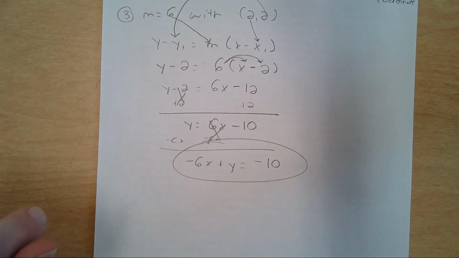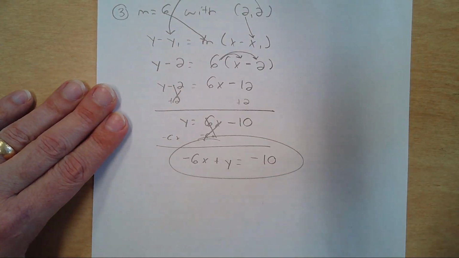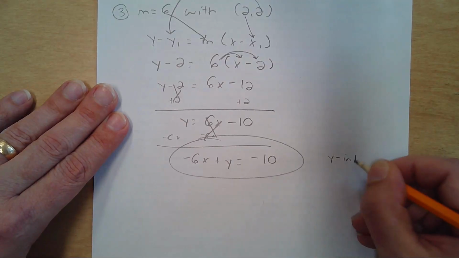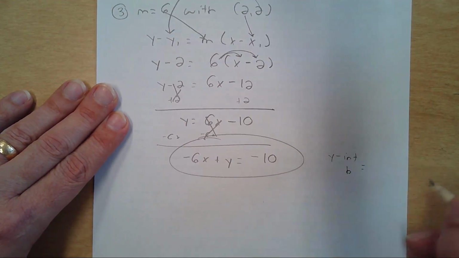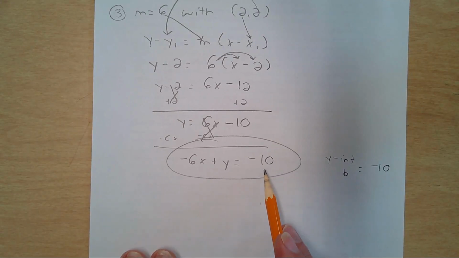And then it says, indicate the line's y-intercept, or my b value, the y-intercept, or b if you want to call it, equals negative 10. So that's where it would cross the y-axis.